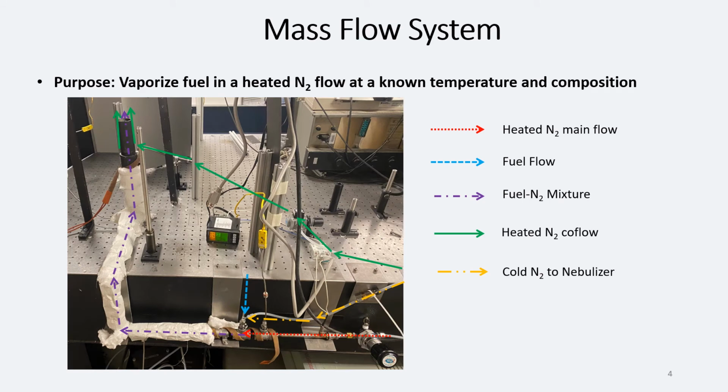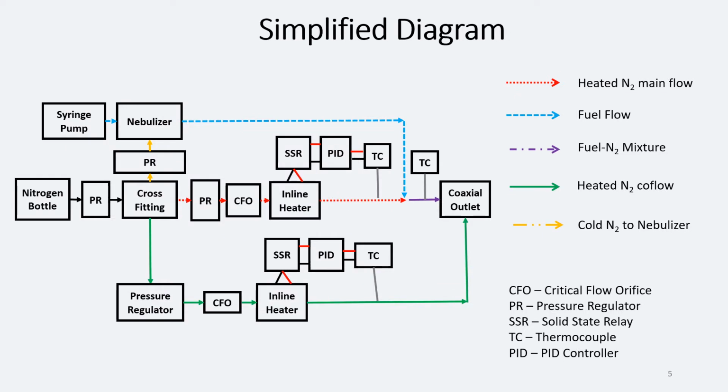The goal of my mass flow system is to vaporize fuel in a heated nitrogen flow. This can be broken up into three separate objectives: temperature control, vaporization of the liquid fuels, and mass flow control. The different arrows in the image on the slide show the flow path of nitrogen and fuel to the outlet, with some parts missing due to design refinements and iterations. This simplified block diagram shows the flow path and important parts of the mass flow system. The nitrogen is supplied from a pressurized nitrogen bottle and is split into three flows: a nitrogen flow to the nebulizer, the heated main flow, and the heated co-flow.